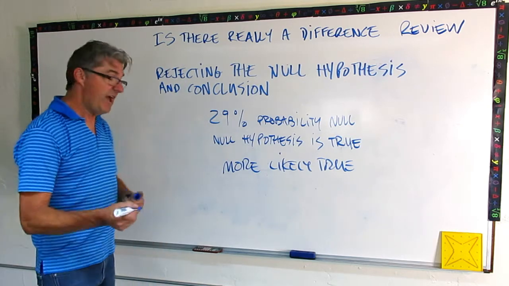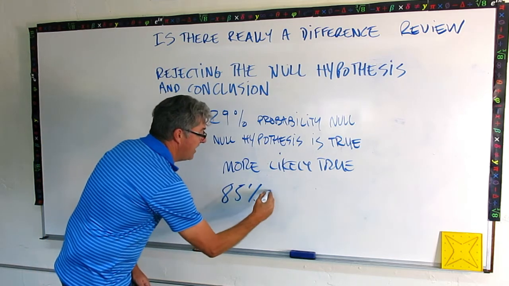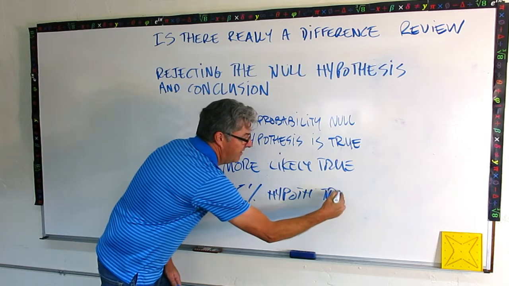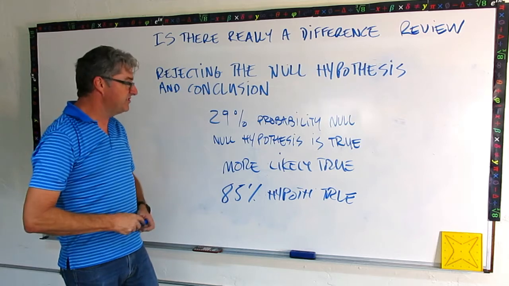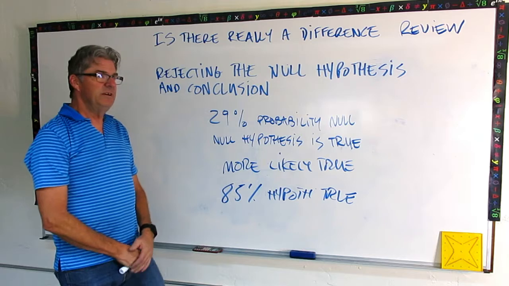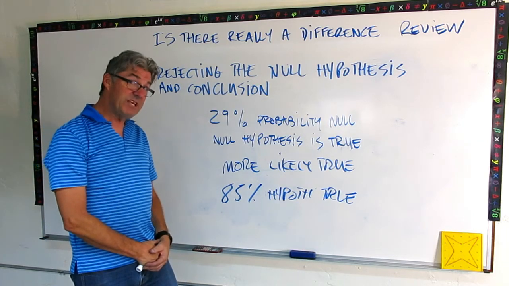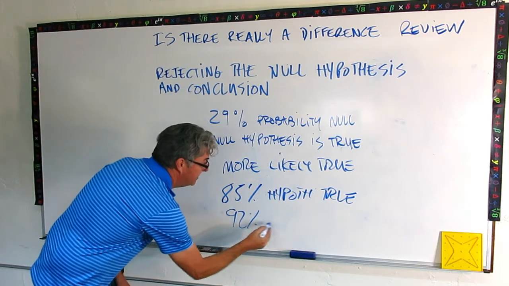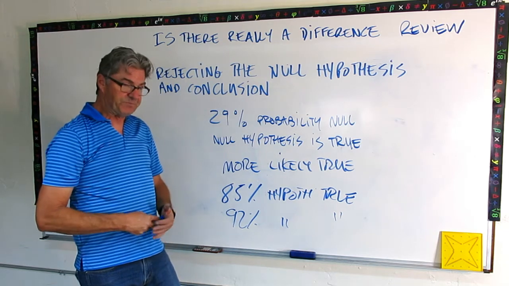But let's say you had an 85% chance that the hypothesis is true. Now you're getting into the zone where you might consider rejecting the null hypothesis. In this case, I would think, I might not bet a lot, but I'd say, yeah, I think we can possibly reject the null. If you had a 92% hypothesis true, then I think you can reject the null.